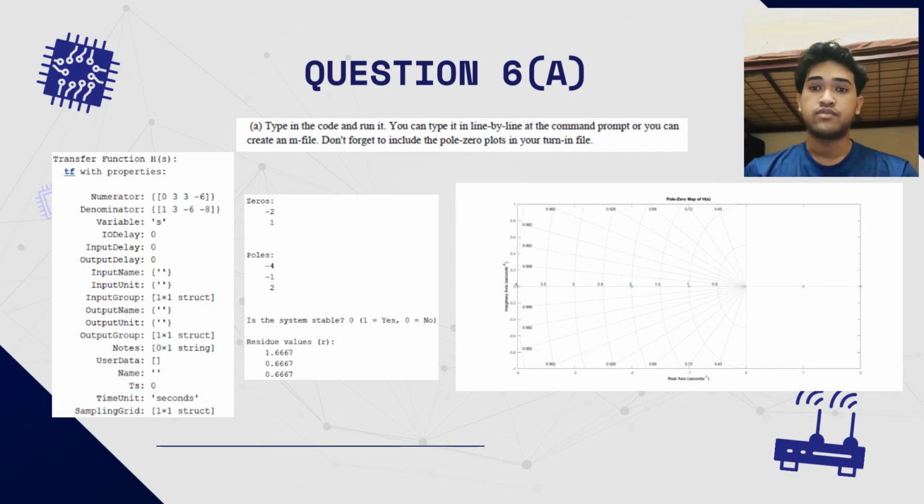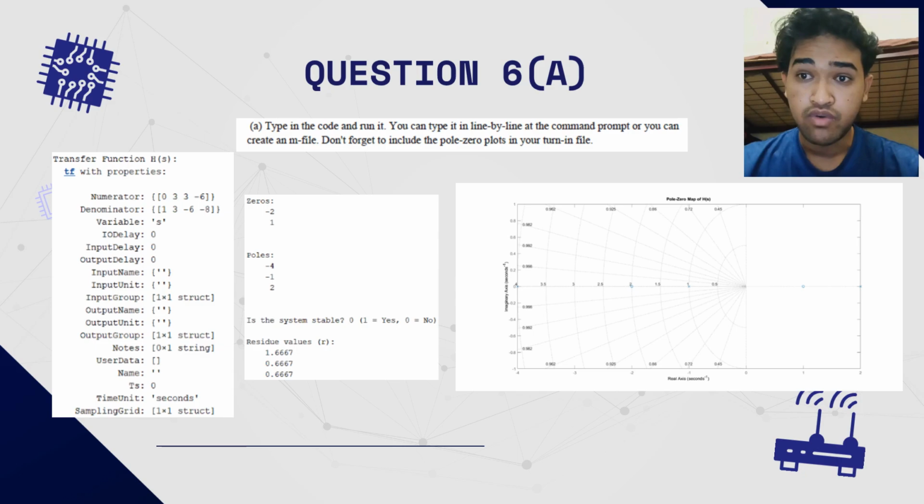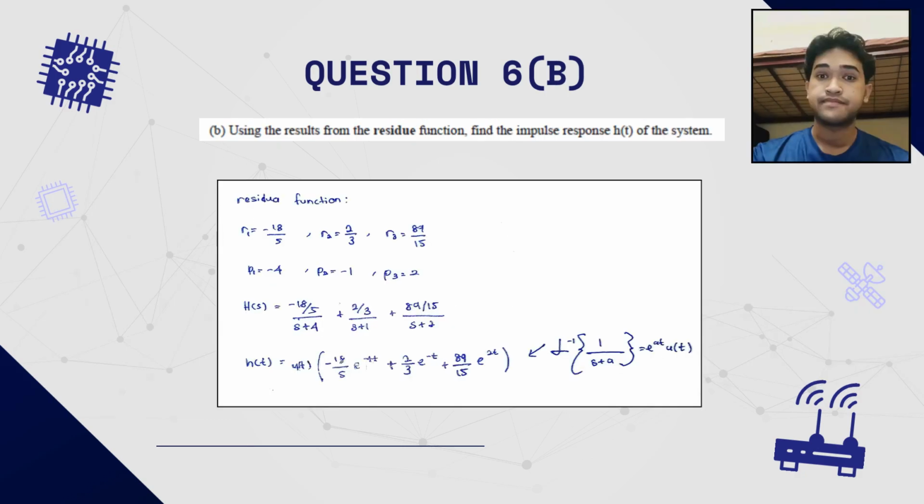From the MATLAB output, the system has one pole at s equal to 2, which lies in the right half plane. Therefore, the system is not stable. For question 6b, use the residue function in MATLAB to perform partial fraction expansion. From the result, we obtain residue values of 18/5, 2/3 and 89/15.